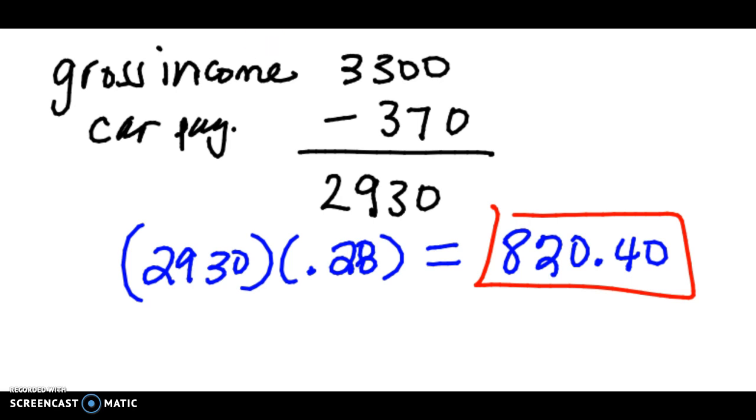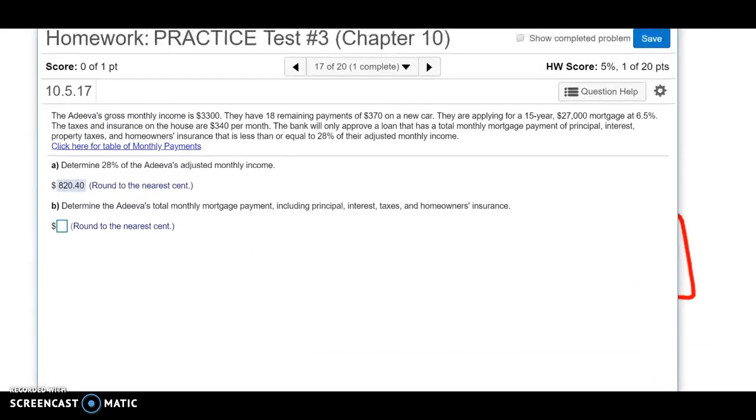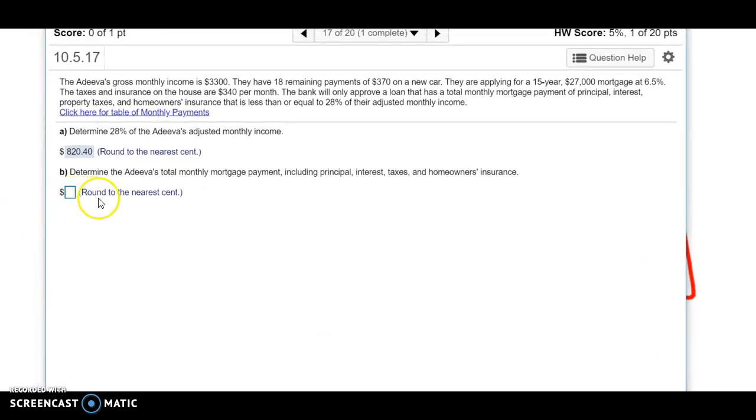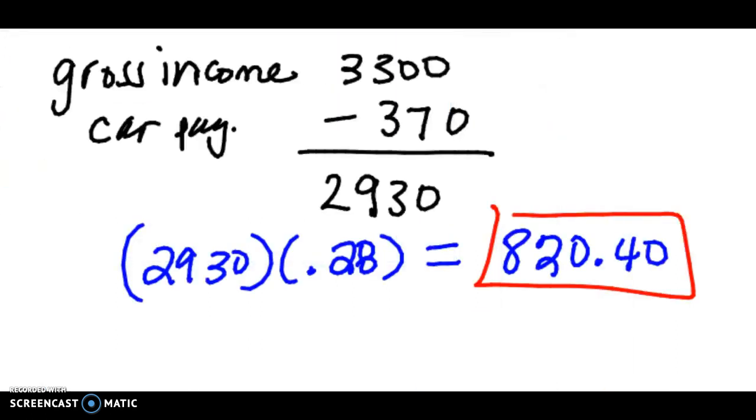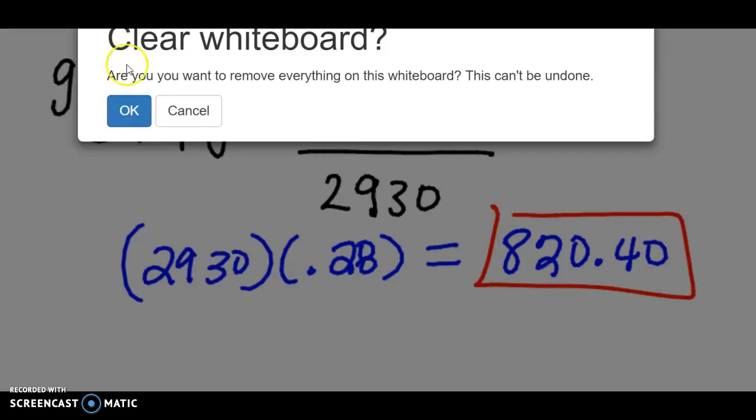All right, and part B asks us to determine their total monthly mortgage payment, including principal, interest, taxes, and homeowners insurance. Okay, so you could use the monthly table for monthly payments, or we can use the monthly payment formula. I like using the formula, and it should give us answers that are very similar.